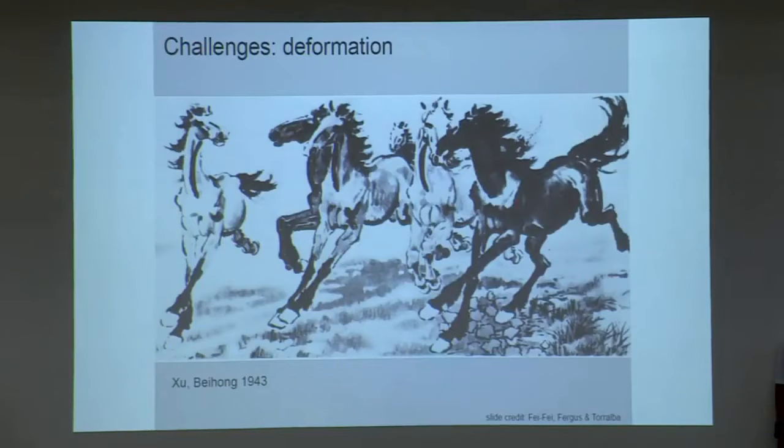Then deformation also. For example, it's the same horse. Let's say I am interested in detecting a horse, which means putting a bounding box. It's the same object, but it comes in various shapes because of this deformation motion. It's not a rigid object, but a deformable object. So that also leads to a challenge.